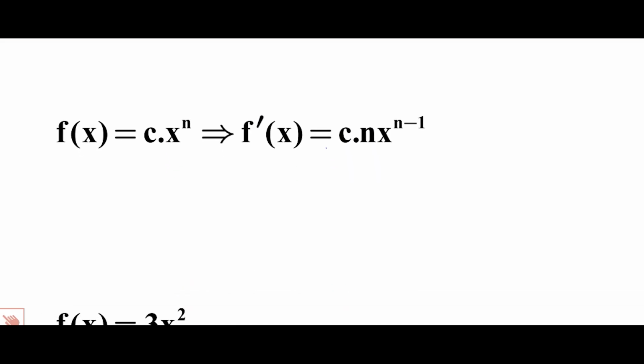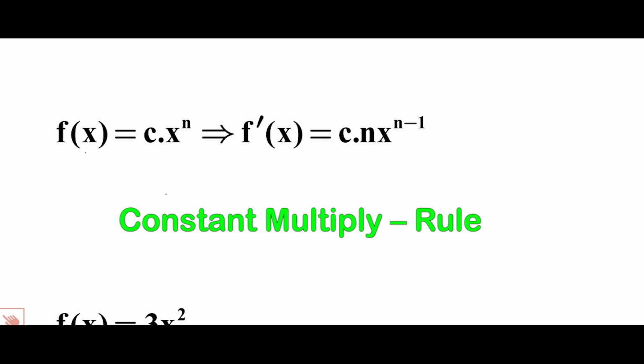So if f of x is equal to c times x to the nth power, what can we do? When you have a constant multiplied in front of the term, you can keep the constant and then take the derivative of the rest of the term. That's the constant multiple rule.